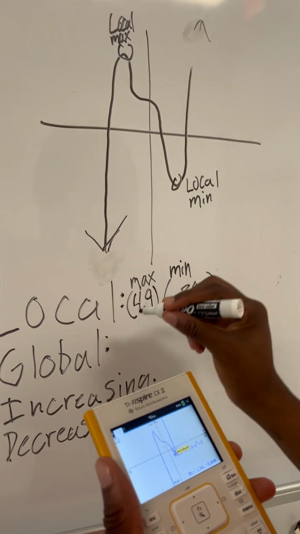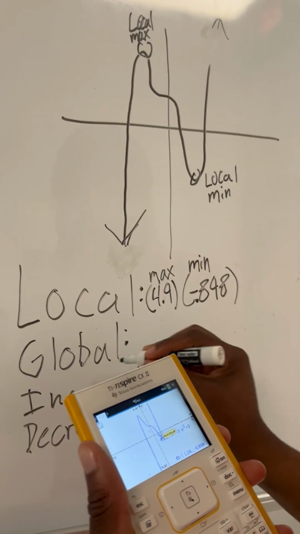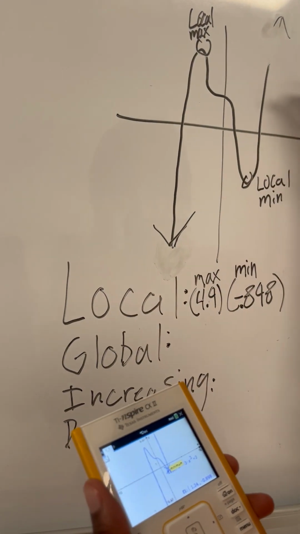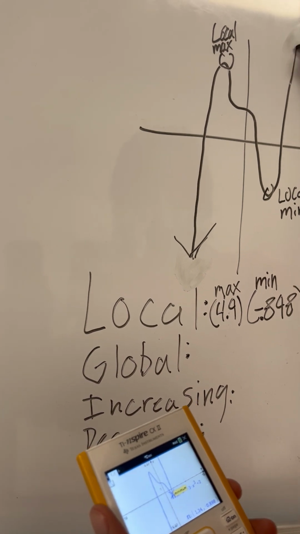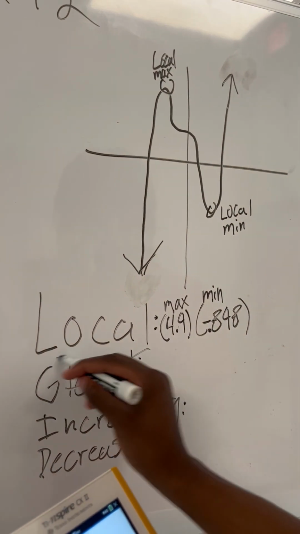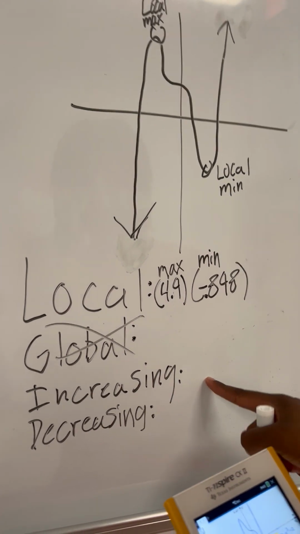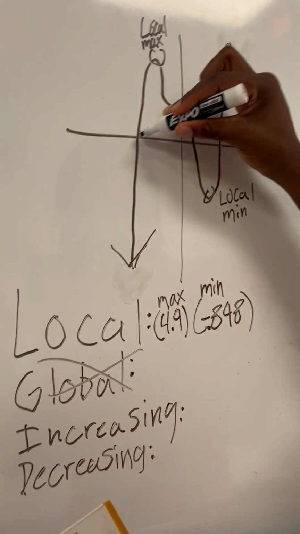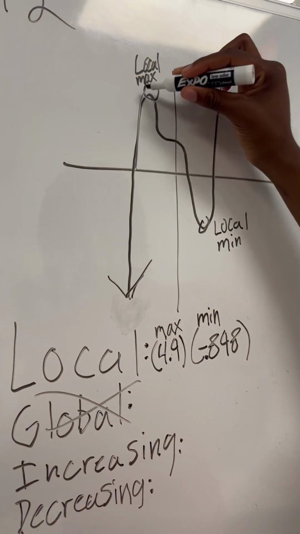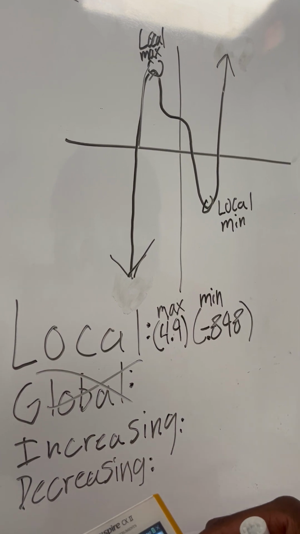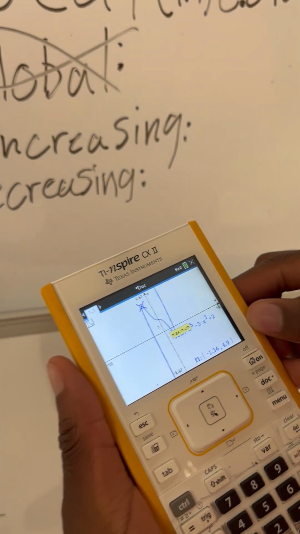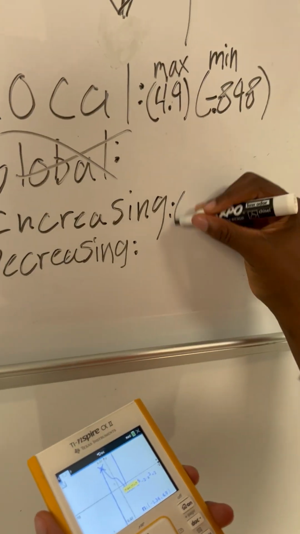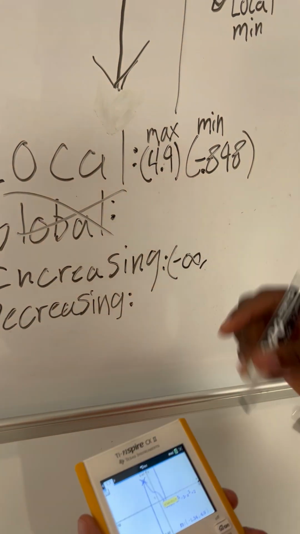Okay, so now that we have our locals, we're finished. There are no more. Now our globals, like I said, if the graph goes to negative infinity or positive infinity, that's how you know there's no global. So no global, and now we're looking at increasing. That's where the graph increases. Right here, if you look at it, it goes from negative infinity all the way to this point. So we have to find what point that is. You look at the y. So it's negative infinity to 4.9.